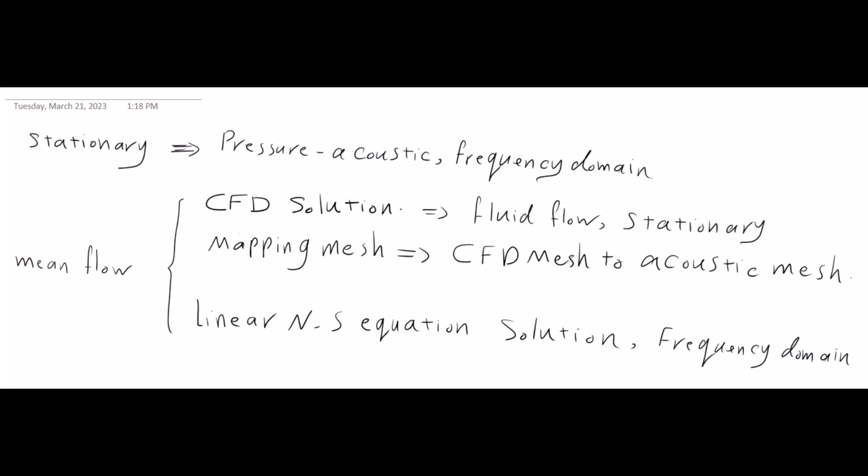I need three separate studies to calculate TL with mean flow. First, I need a fluid flow solution to define exhaust flow. Then I'm going to use mapping mesh. This study will map fluid flow mesh properties such as velocity, pressure, and temperature to the acoustic mesh. And in the last step, I'm going to solve the linearized Navier-Stokes equation to find sound transmission loss.